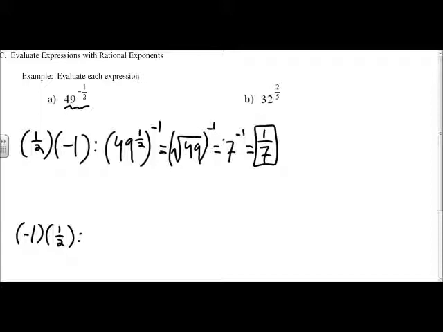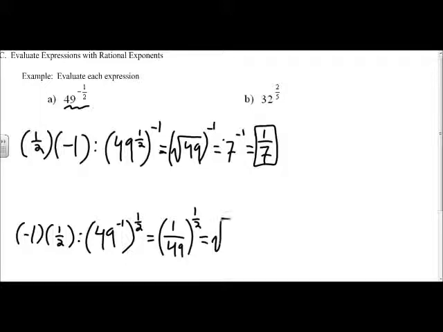Now similarly, if we recognized -1/2 as -1 times 1/2, we would have to rewrite it as 49 to the negative 1 to the 1/2, in which case we would first find a reciprocal, so 1 over 49 to the 1/2. Again, we recognize the 1/2 as a square root. It would be the square root of 1 over 49, which we can distribute to each of those. So square root of 1 over square root of 49. Square root of 1 is 1, square root of 49 is 7. So again, we find that our answer is 1/7.